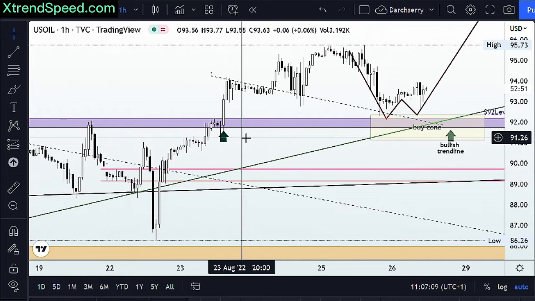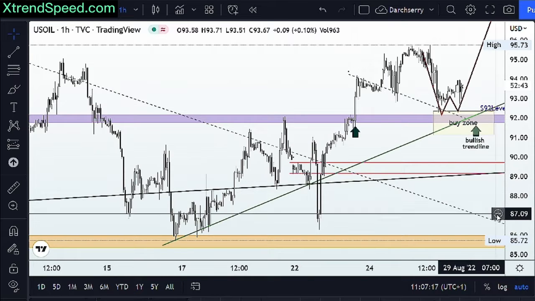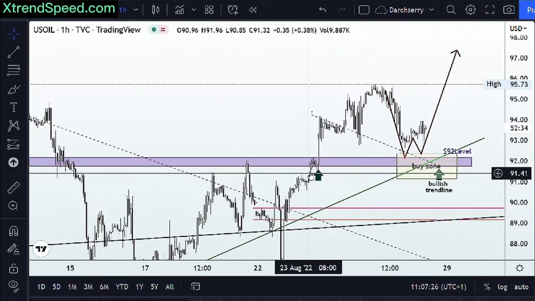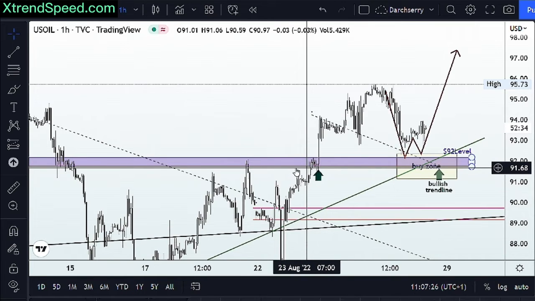So we have the US oil on the charts right now, and we've been on a bullish momentum since the beginning of the week. We've actually been holding a buy position after the breakout of the $92 level, which we identified on the higher time frame.